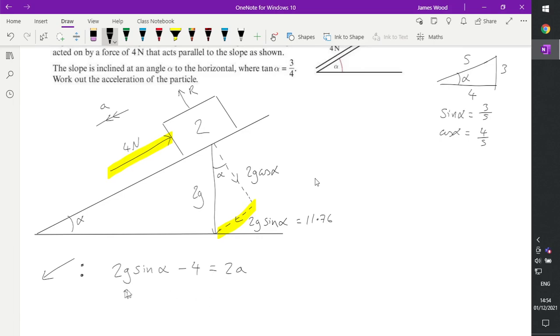And now I can solve this. This is 2g, so sine alpha, I can write 3/5, minus 4 equals 2a. And I can find a. So 2 times 9.8 times 3/5 minus 4, divided by 2. So you get 3.88 meters per second squared.